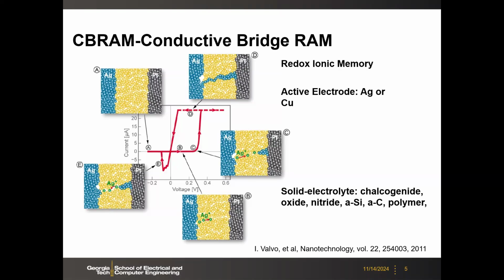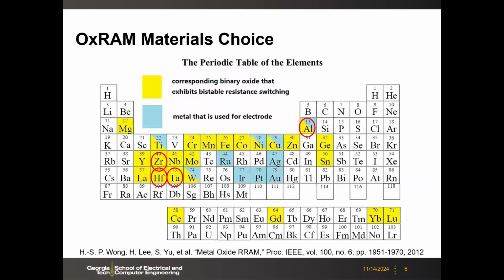So this is the typical mechanism. And in terms of the material choice, let's say for the OxRAM, this was actually a survey I did earlier. This was already many years ago. But even at that time, dozens of oxide materials had been reported in the literature that can show this resistive switching behavior.